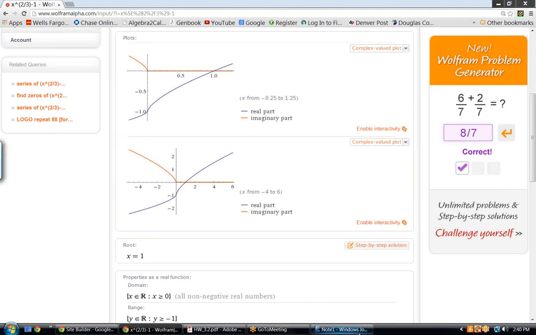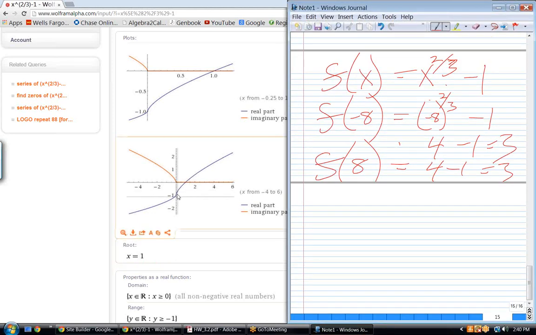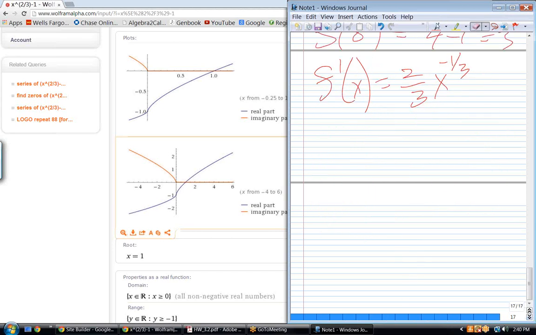Let's try to differentiate this function and see if it's differentiable there. What's the derivative? What is f prime of x? 2/3 x to the negative 1/3. Let's rewrite that. X goes in the bottom, and it's the cube root, like that.